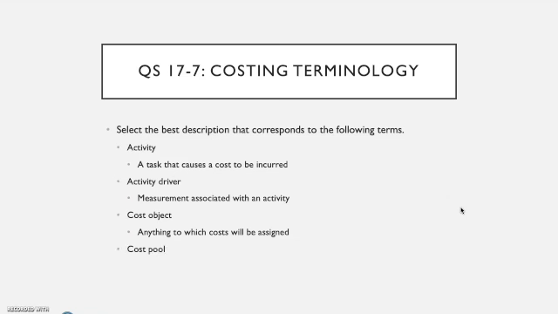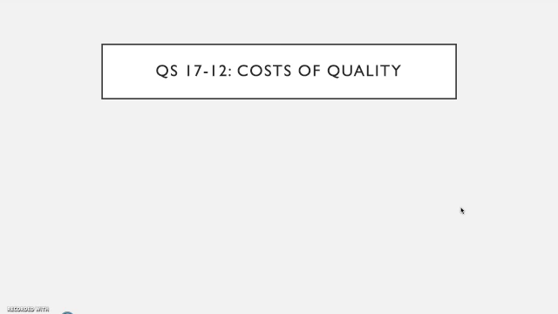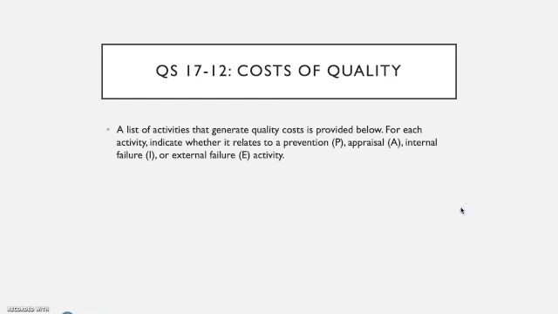And then finally, the last pre-assignment for Chapter 17 is going to be QS 17.12, which is cost of quality. So they give us a bunch of activities that generate quality costs, and we need to indicate whether each relates to prevention, appraisal, an internal failure, or an external failure. So the first one is inspecting raw materials. Would this be prevention, appraisal, internal failure, or external failure?